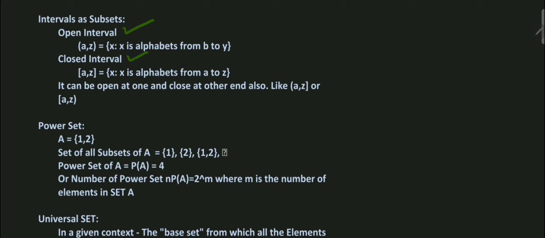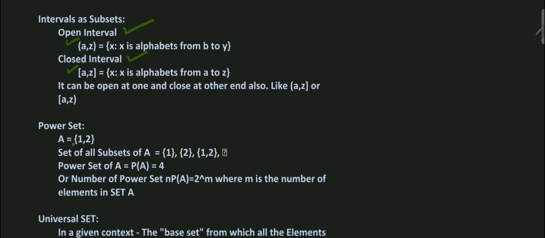Then comes the closed interval set. The difference here is the square brackets. Once the square brackets are used, both the limits are also part of the interval. That means [a, z] is equal to X means X is alphabets from a to z, not from b to y. It can be open at one end and closed at the other end also. Like a can be excluded and z has to be included, or a has to be included and z has to be excluded. That is also possible if you use the symbols carefully.